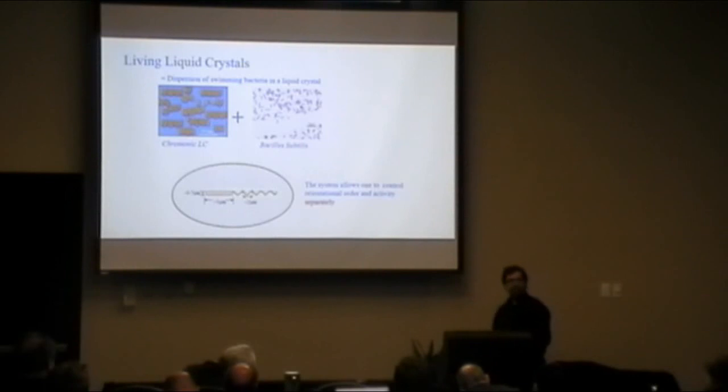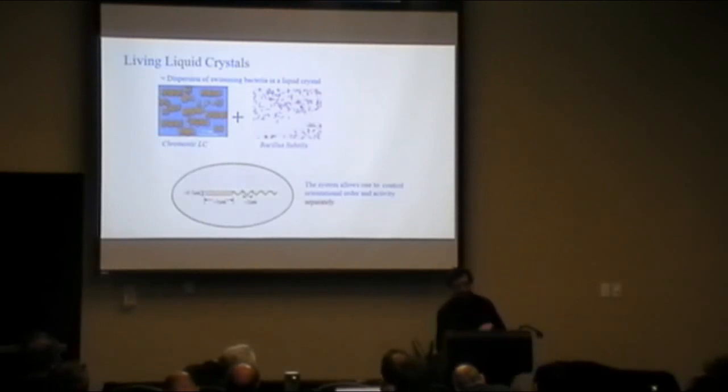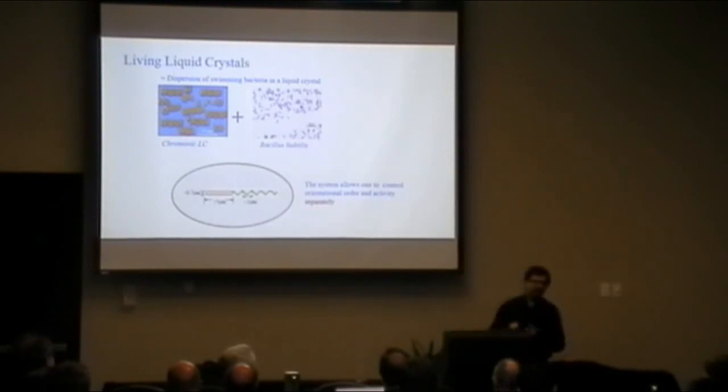Rod-like bacteria, Bacillus subtilis, that have the shape of rods and have the flagellum, the helicoidal thing that rotates and propels the bacteria. So our idea was that with this system, we have independent handles of control over the orientational order. We can switch it on or off by changing the temperature. And also, we can change the activity of the bacteria. For example, if you deprive them of oxygen, they would go to sleep. But then if you give them some oxygen again, they would start swimming.